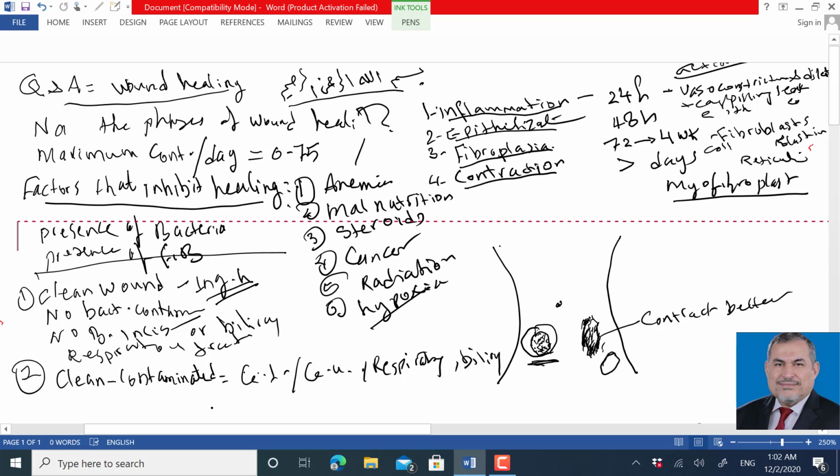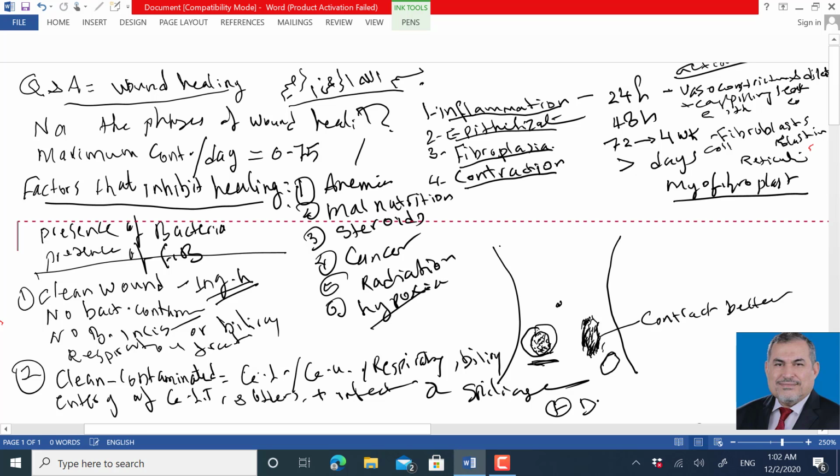Contaminated means there is entry into these tracts plus infection or spillage, entry of the GI tract and other tracts plus infection or spillage of the substances, the fluid contents. Okay, dirty wounds. For dirty wounds, we incise through pus, through an abscess, for example.